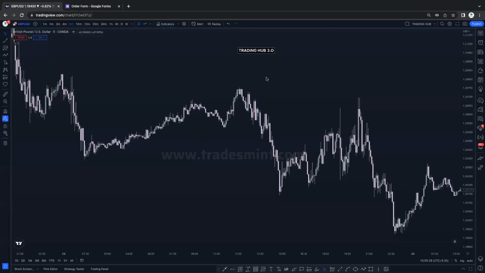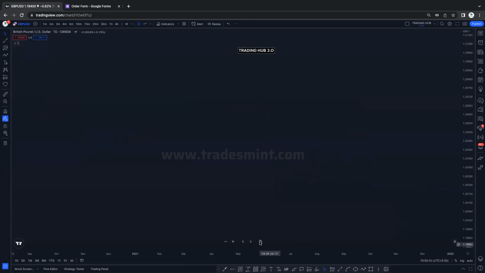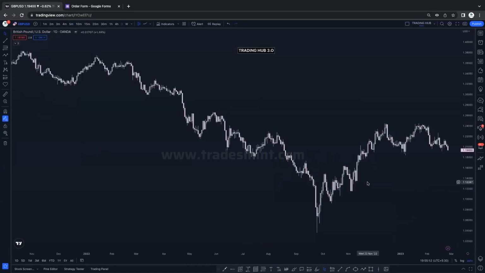First of all, starting with a few major requested pairs: GBP USD, gold, Bitcoin, Nifty, Bank Nifty in a few minutes. So let's start from the GBP USD chart. This one is our GBP USD chart.